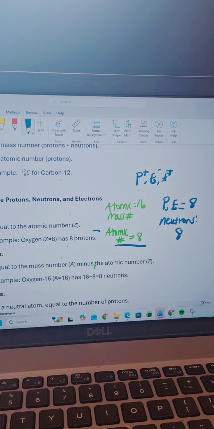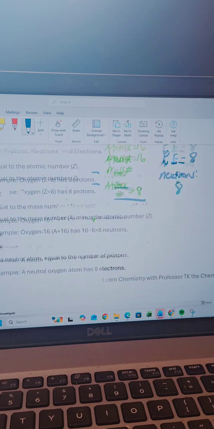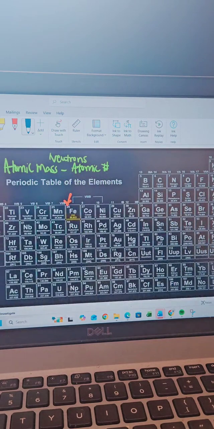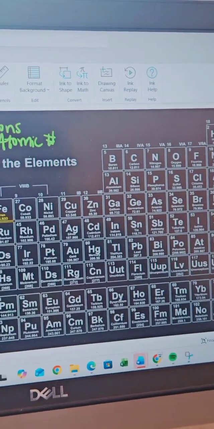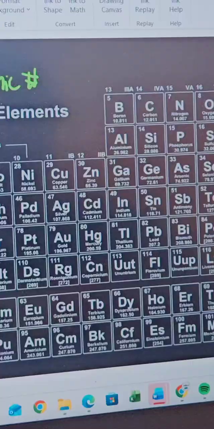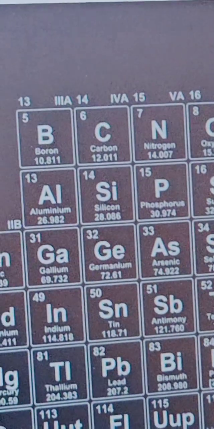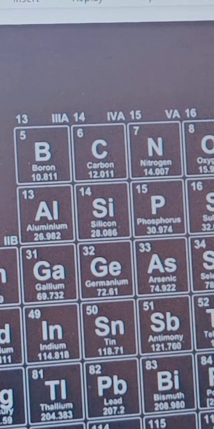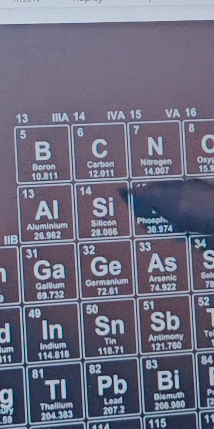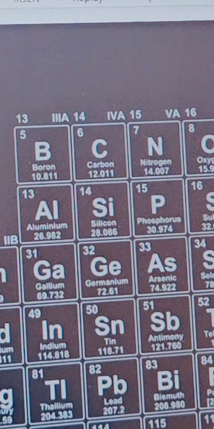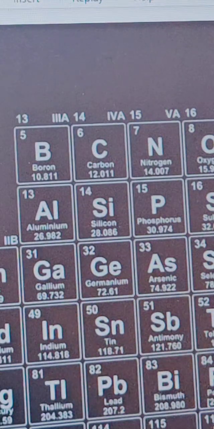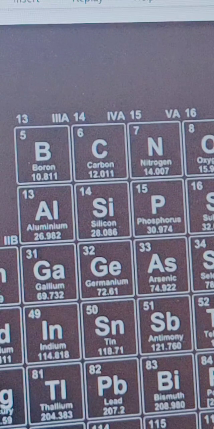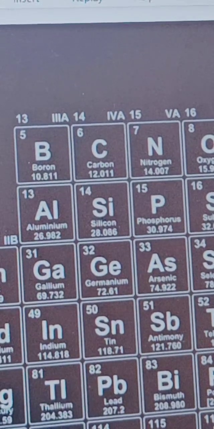If I were to tell you to look on the periodic table, matter of fact, we're going to do one together. So here, I'm going to zoom in. Let's look at silicon. Can everybody see element silicon? Put the number in the chat box below if you can tell me what the atomic number of silicon is.